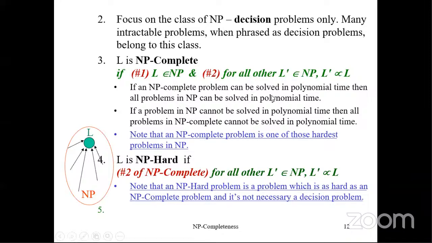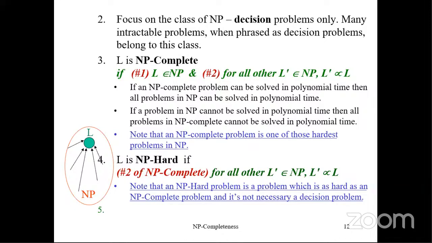So if an NP complete problem can be solved in polynomial time, then all the problems in NP can be solved in polynomial time because of this transformation. If an NP complete problem can be solved in polynomial time, because it has transformed to this, then all others can then be solved in polynomial time. We have to note that an NP complete problem is one of the hardest problems in the NP concepts.